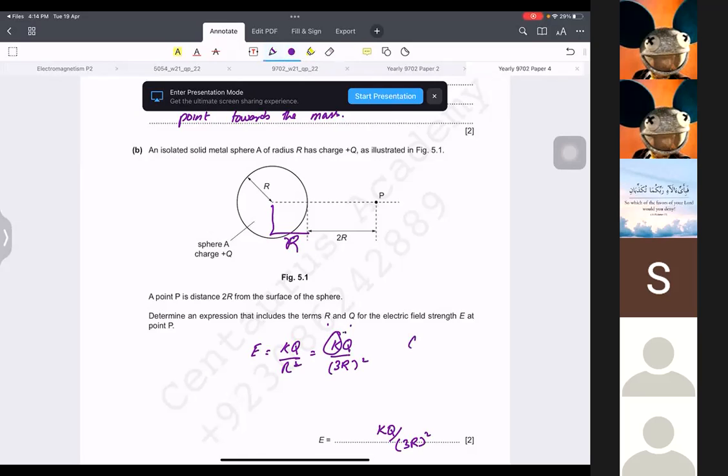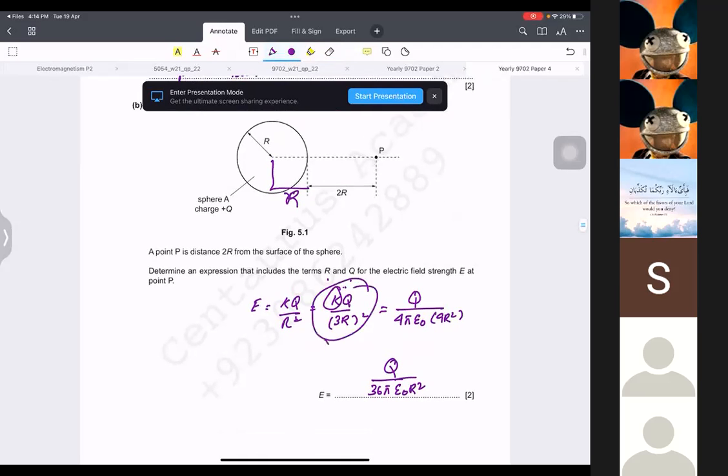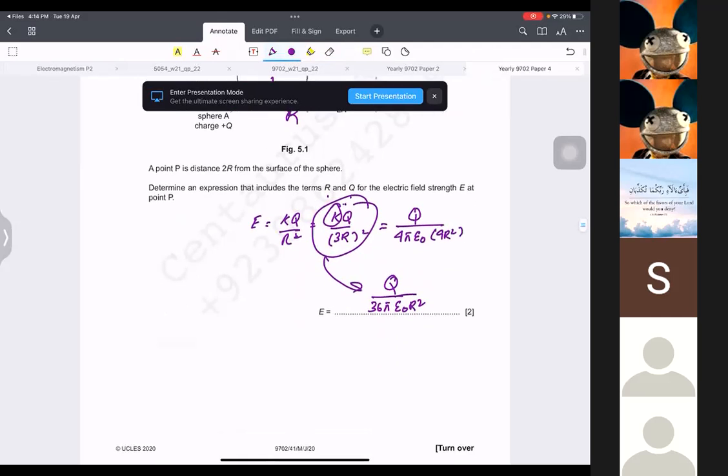So if you remove K, then it will be 1 over 4 pi epsilon times Q over R squared. Nine times R squared. Then it is 36, right? Nahil is right. We should be writing it like this. So 36 pi epsilon naught R squared. Wow. It's so easy, yet so difficult. You see, it looks scary to me.